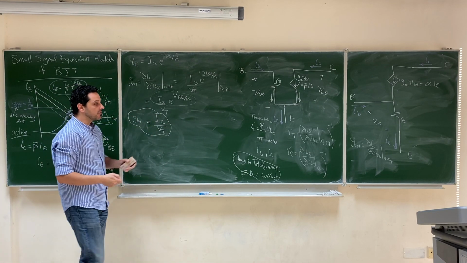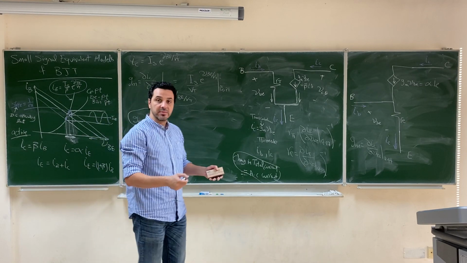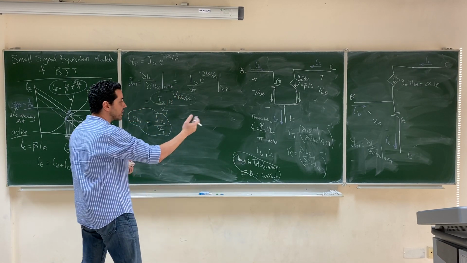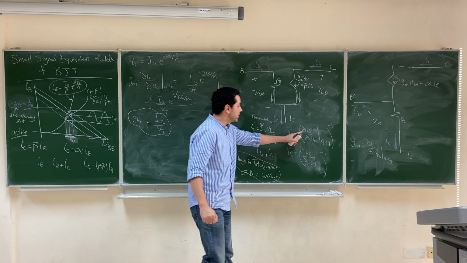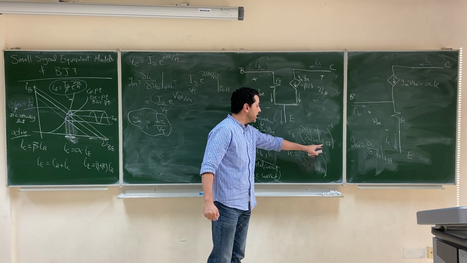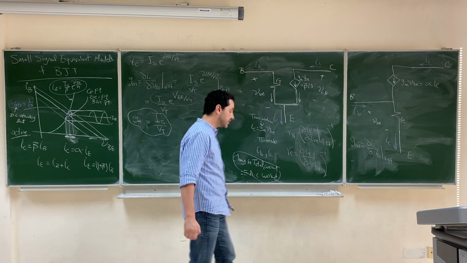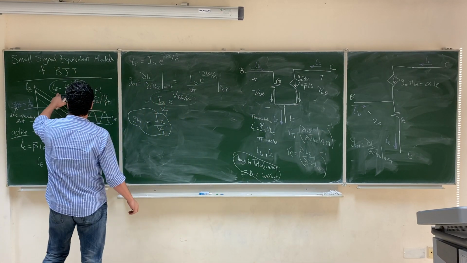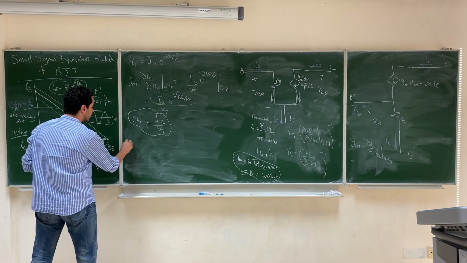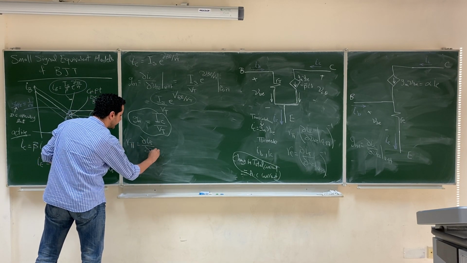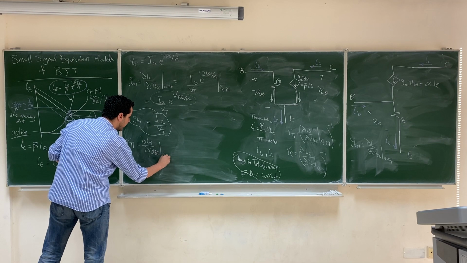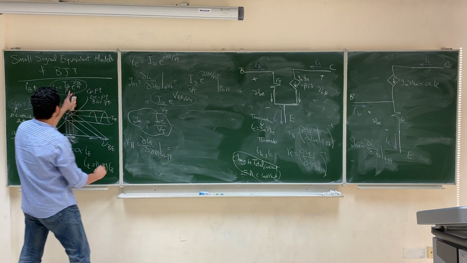We can do the same for R pi and RE. Let's do one of them and I will leave the other one for you. For example, R pi can be calculated as the differentiation of I base with respect to VBE at the DC point, and then we take the inverse. So this is I base with respect to VBE. If you want to differentiate I base with respect to VBE at the Q point, we differentiate this relation.